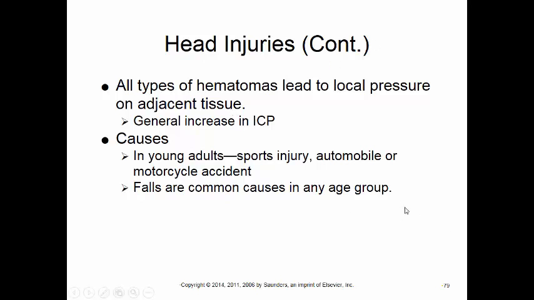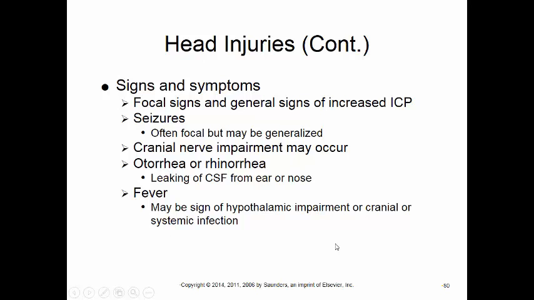Often the causes in young adults are sports injury, automobile and motorcycle accidents. Falls are common causes in any age group. So, falling and hitting your head. You look for focal signs, which are the local signs of motor or sensory depression. General signs of intracranial pressure include things like seizures, which can be focal, which are localized seizures, or they can be generalized of the whole body.